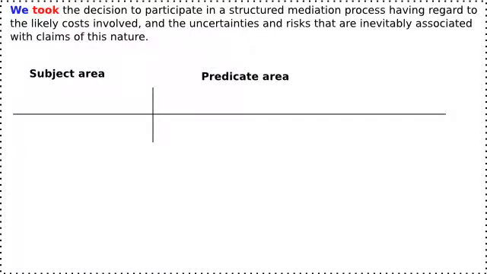Then, in our diagram, we write the subject in the subject area on the storyline, and the verb just to the right of the dividing line. Now I have the subject and the verb. We took. I think we can probably move this over.